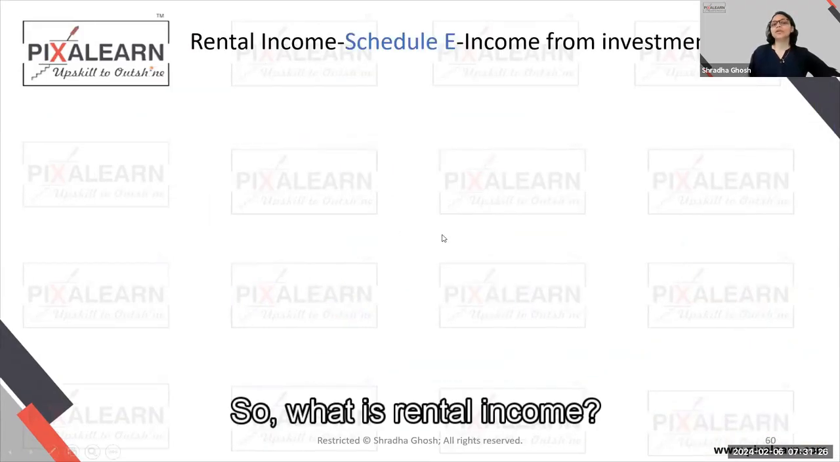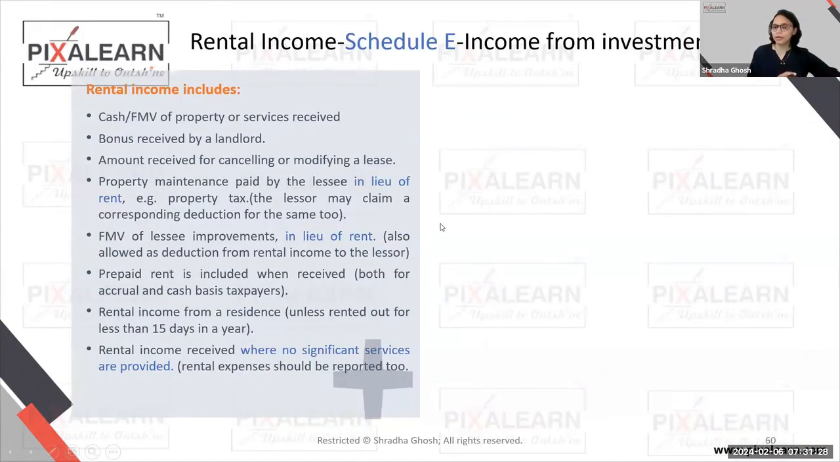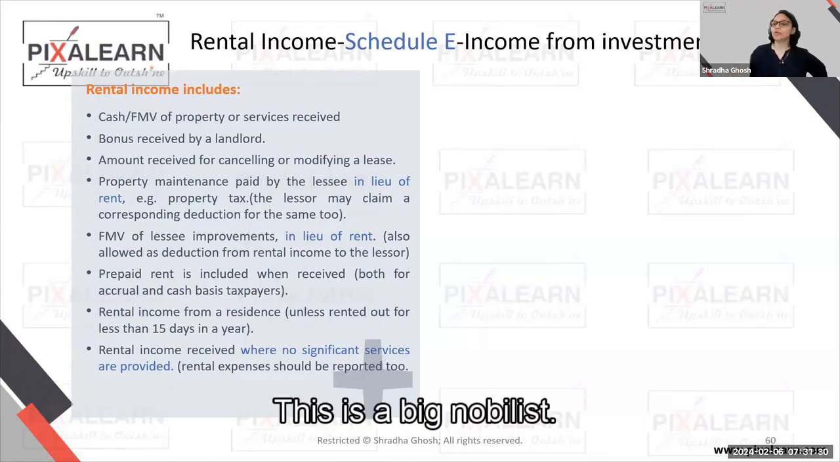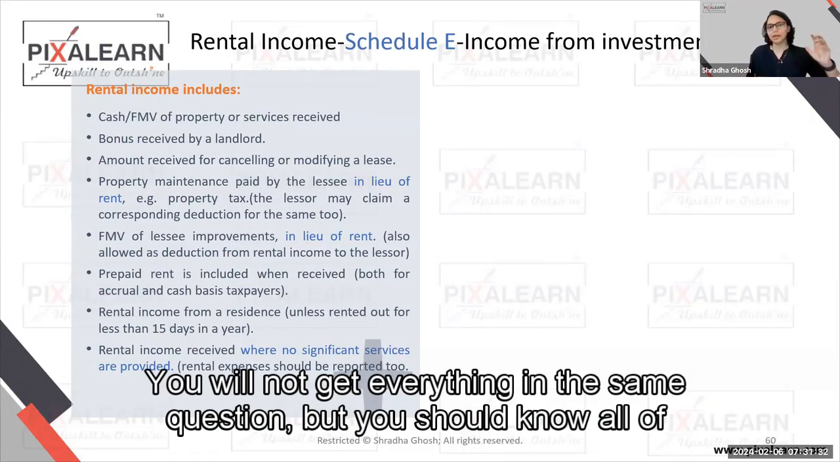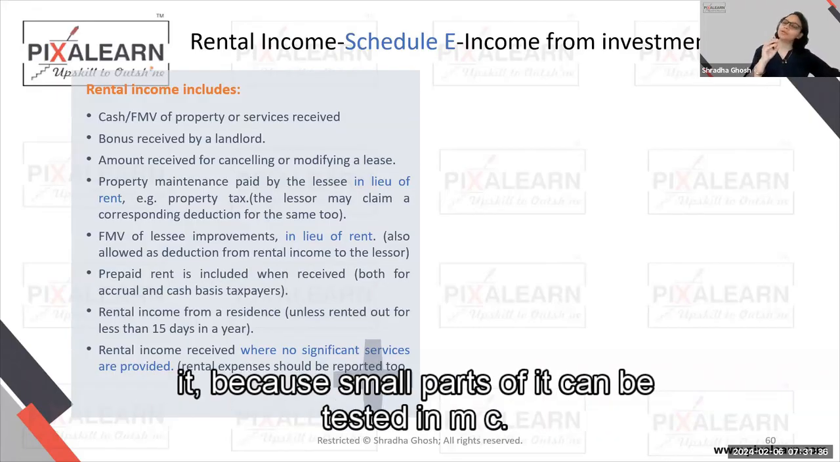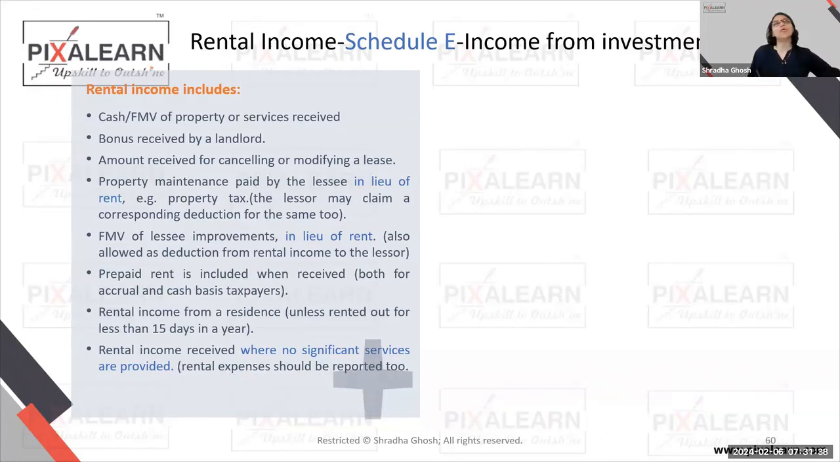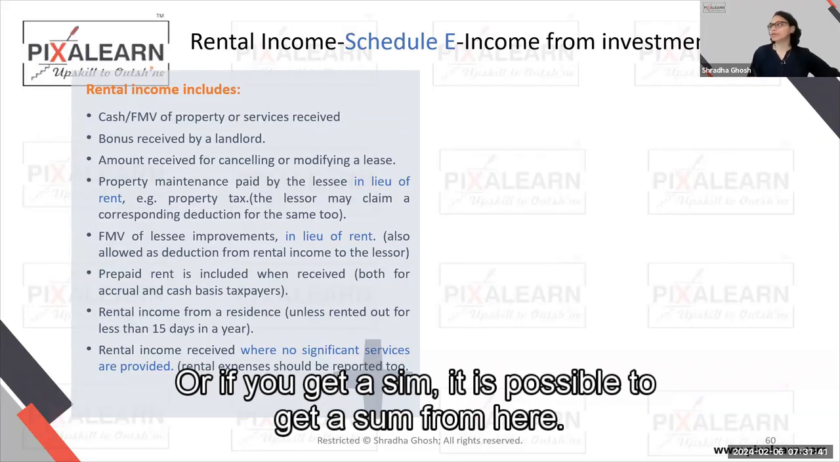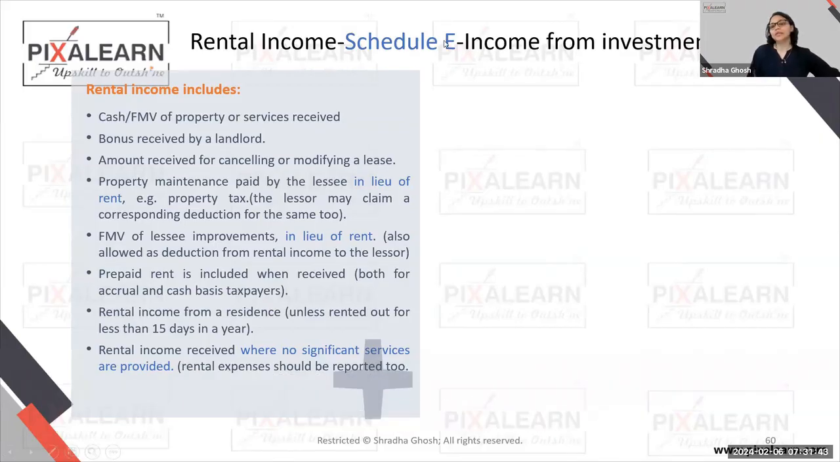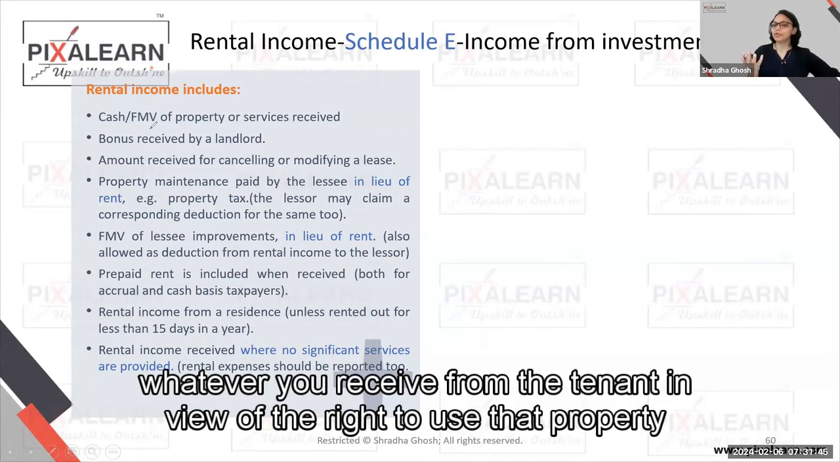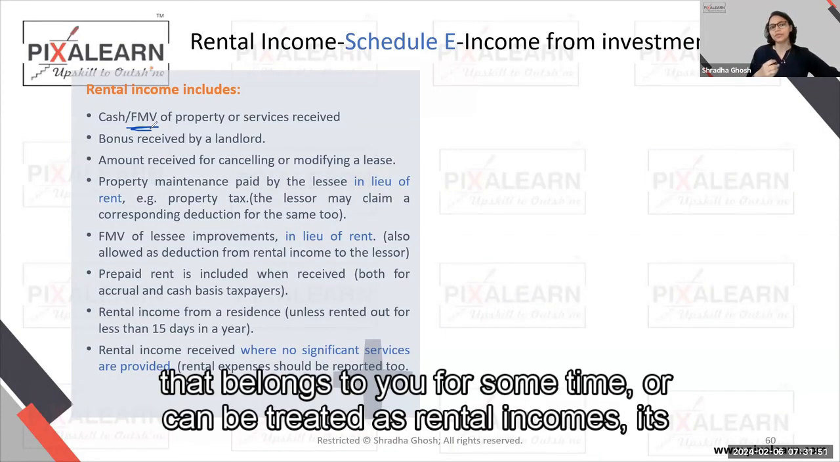Okay. So what is rental income? What is included? What is not included? Now, this is a big laundry list. You will not get everything in the same question, but you should know all of it because small parts of it can be tested in MCQs, or if you get a sim, it is possible to get a sim from here. If it is cash, whatever you receive from the tenant in lieu of the right to use that property that belongs to you for some time can be treated as rental income.